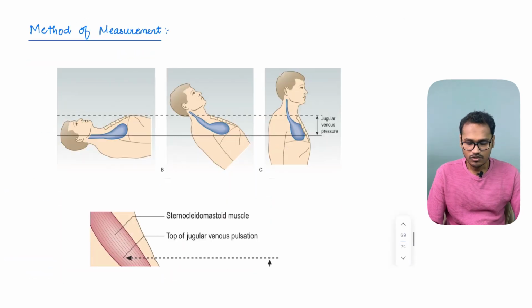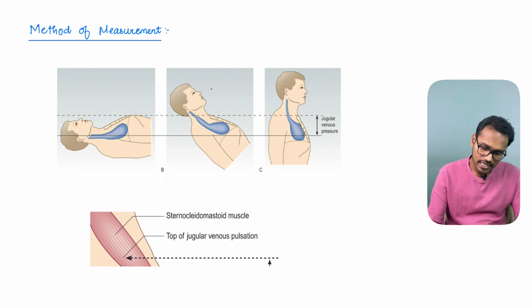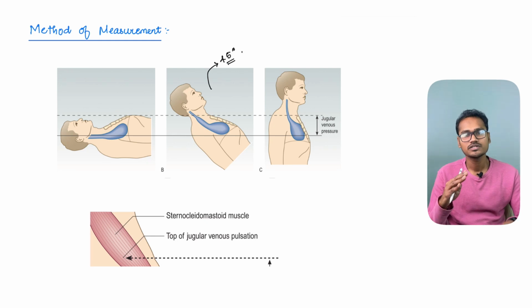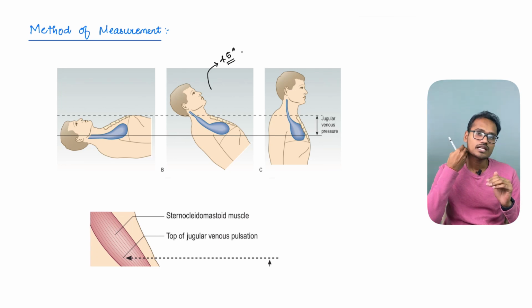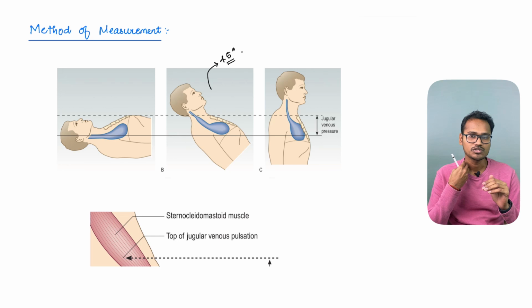And how do we measure it? The measurement is usually done at an angle of 45 degrees. We ask the subject to sit on a couch inclined at 45 degrees and to turn to his left side so that the right side of the individual is exposed. This can be observed only on the right side because the right side is where the SVC is going to be draining into the atrium, that is, the right atrium.